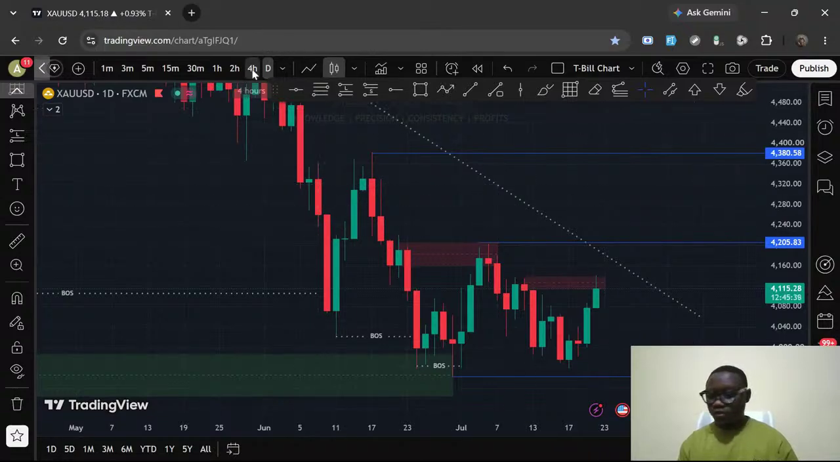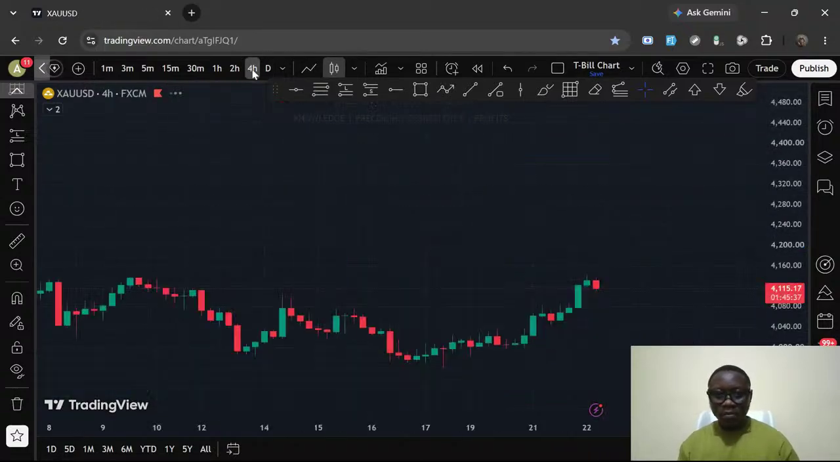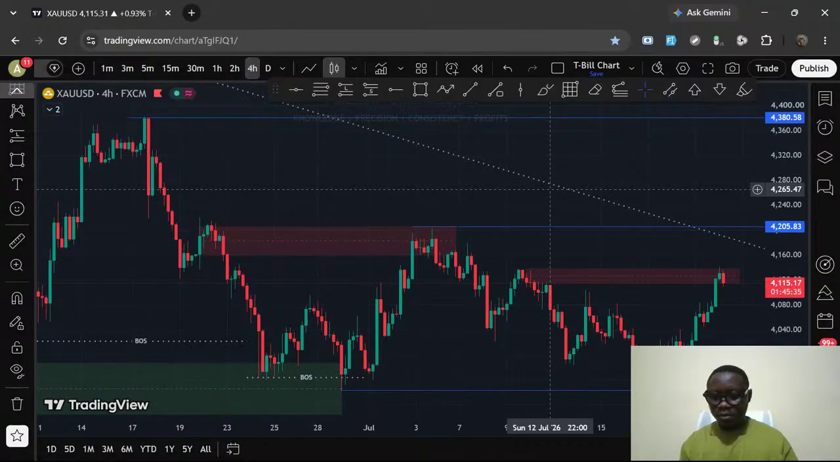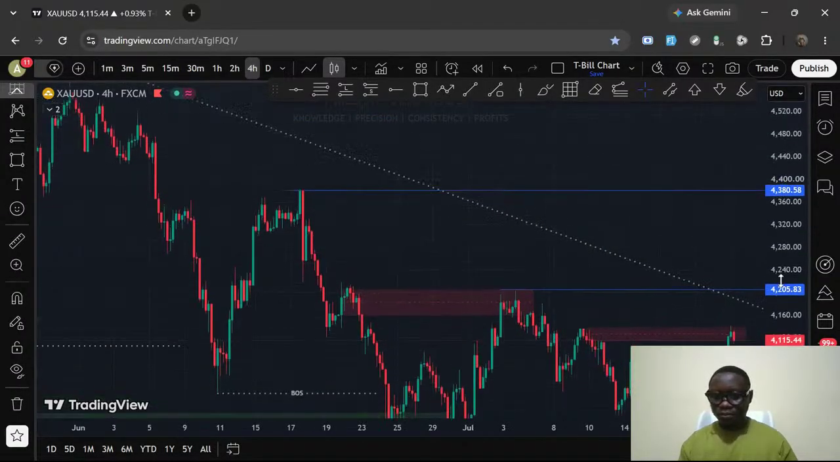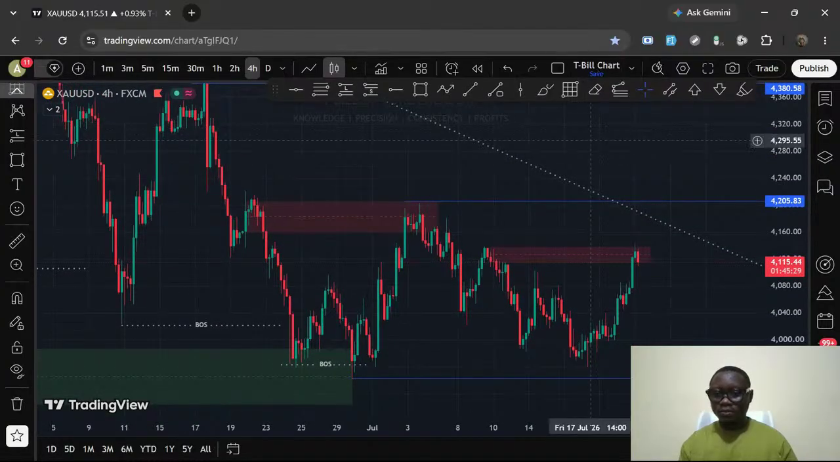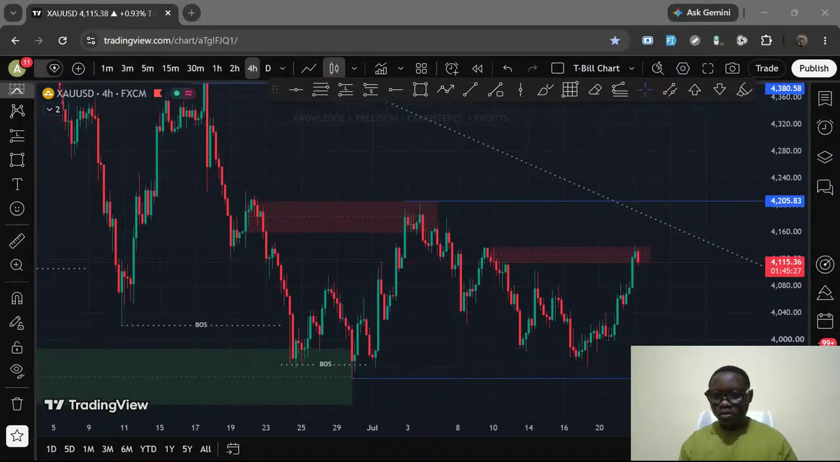Let's drill down to the lower time frame and look at other structures. Let's drill down to the 4H time frame and look at the 4H structure.